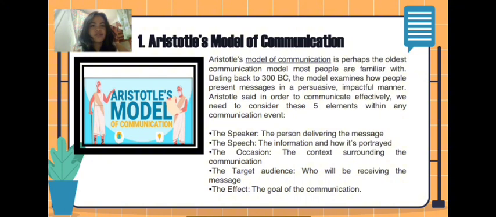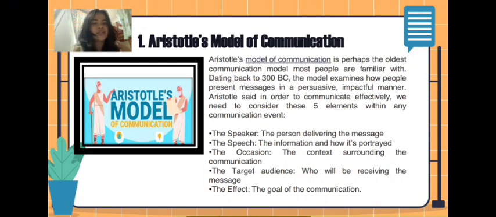Now, to start this discussion, we will first discuss the Aristotle model. Aristotle said that in order to communicate effectively, we need to consider these 5 elements within any communication event. The first one is the speaker, the person who is delivering the message. For example, the speaker must make sure that the message is clear and must use a language that is understood by everyone. So just like in the enactment, as a speaker, I made sure that I used English to converse since English is our universal language.